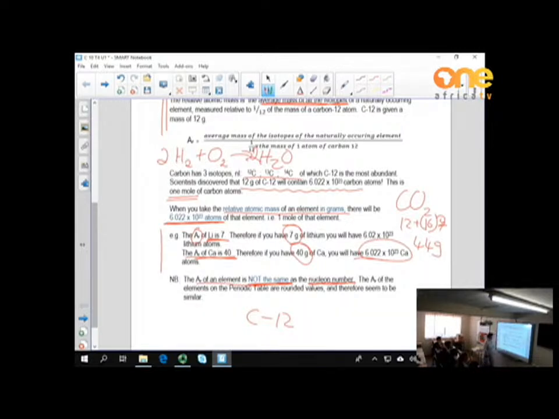So the relative atomic mass, even though it looks like it from our periodic table, is not the same as the nucleon number. The nucleon number is the number of protons plus neutrons. The relative atomic mass is the mass of all the isotopes of that element, the average mass. It just looks like it is always the same because we work with the rounded off values, but it's not.